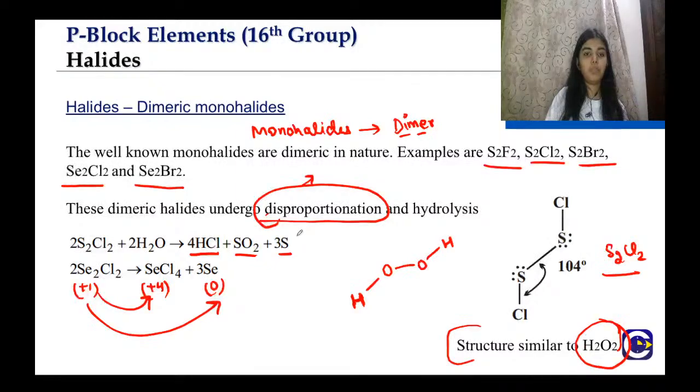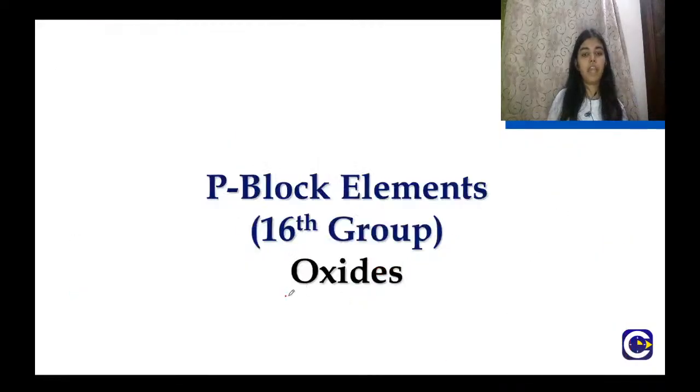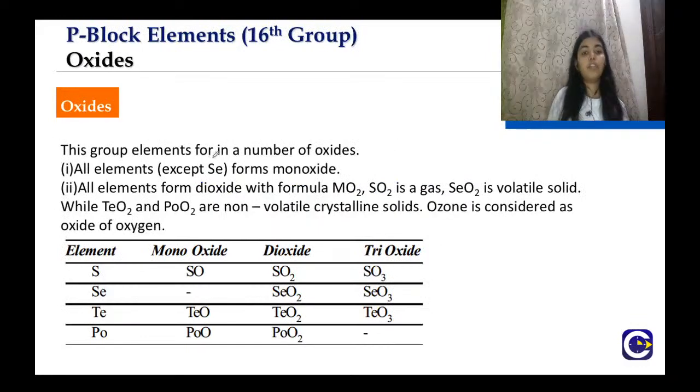Next we move on to oxides. So we are done with the halides. Now we will be doing the oxides. This group of elements forms a number of oxides: monoxides, dioxides and trioxides are formed. For selenium, the monoxide is not formed. Important here are SO2, SeO2, SO3 and SeO3. These are the important compounds that you need to study here.